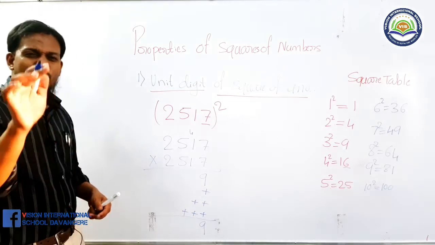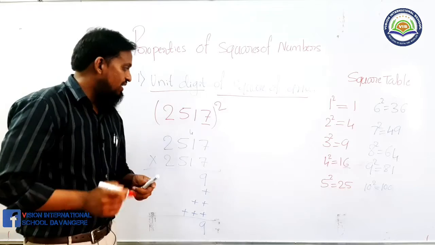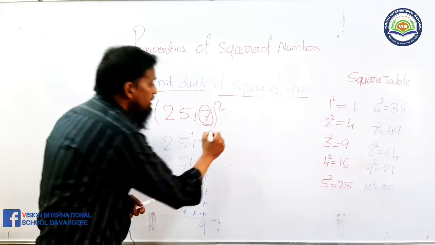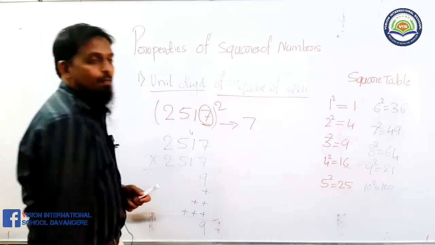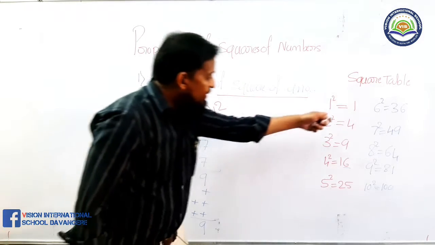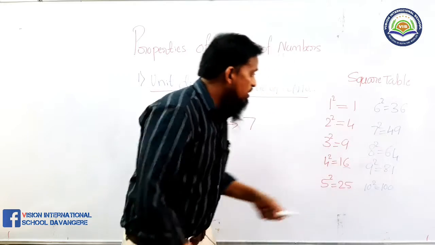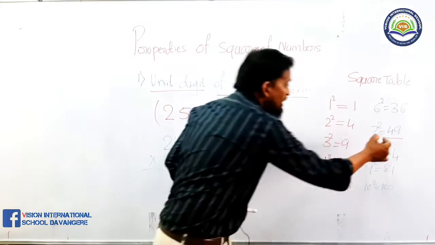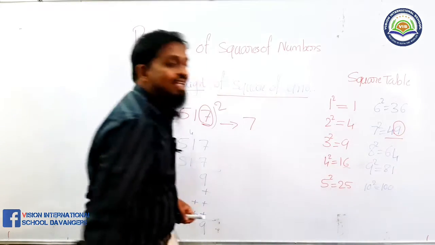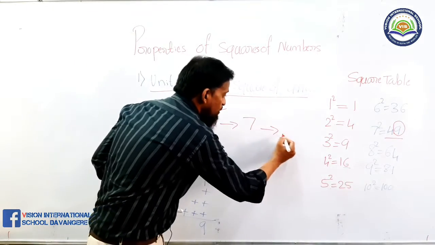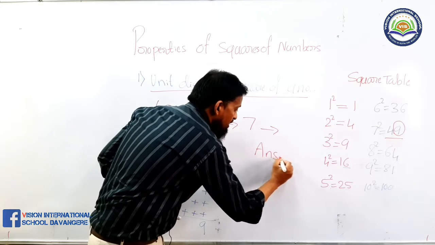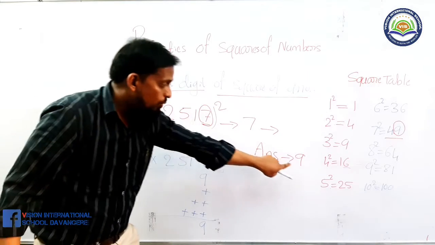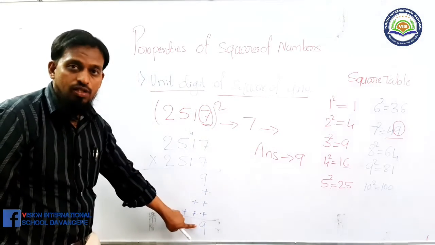Instead of this long way, what is the short way? Take the unit digit of this number. What is the unit digit of this number? It is 7. Check what is 7 square. 7 square is how much? 49. Correct? In this 49, what is the unit digit? It is 9. Just write it down. The unit digit of the square of this number is 9. Yes, it is matching here.